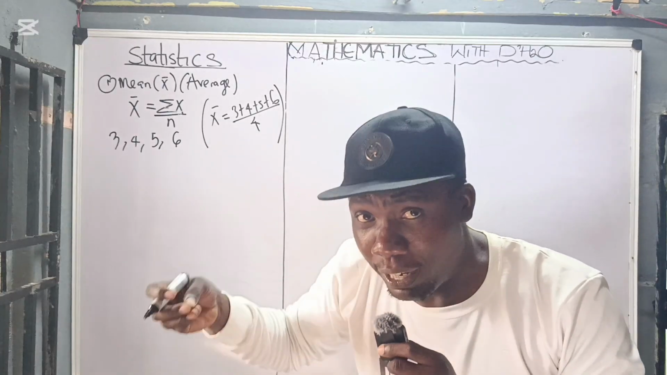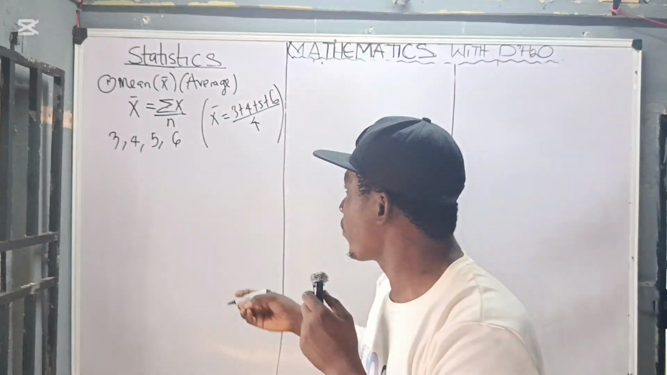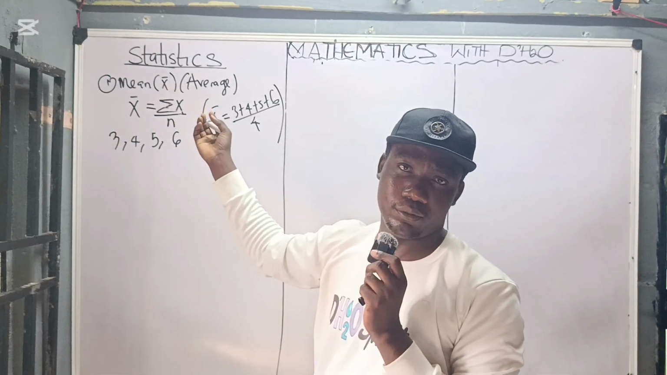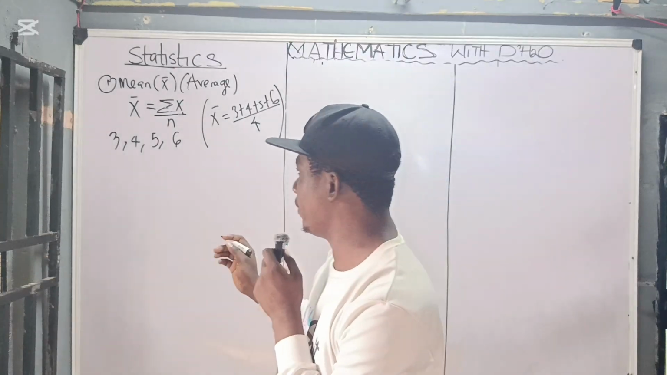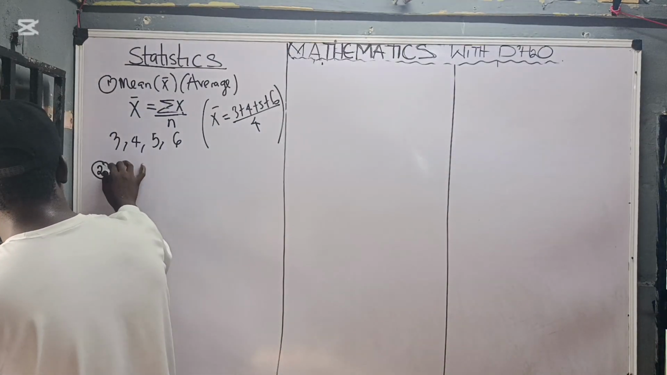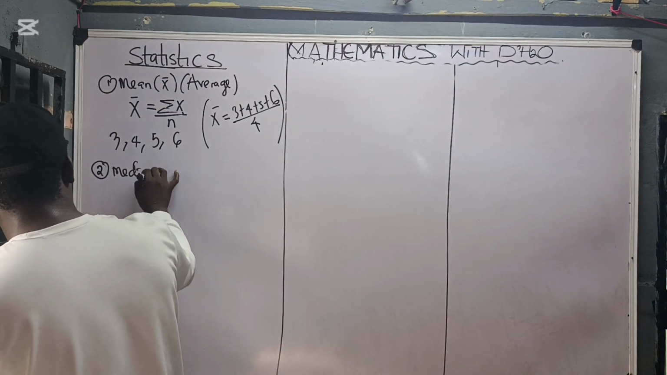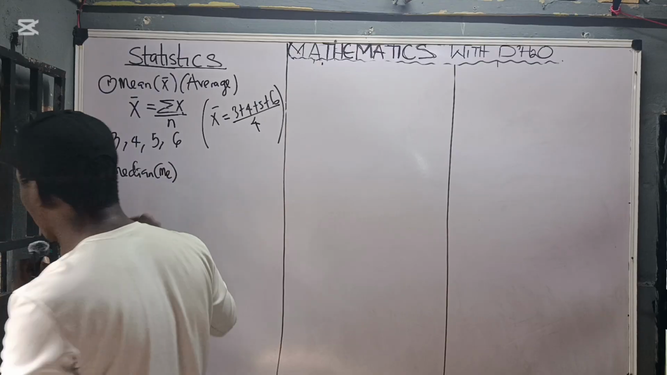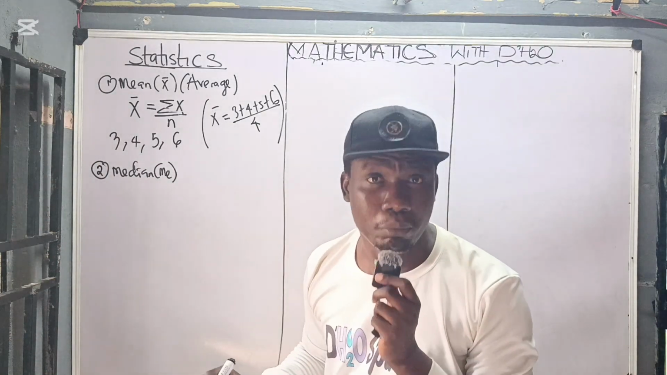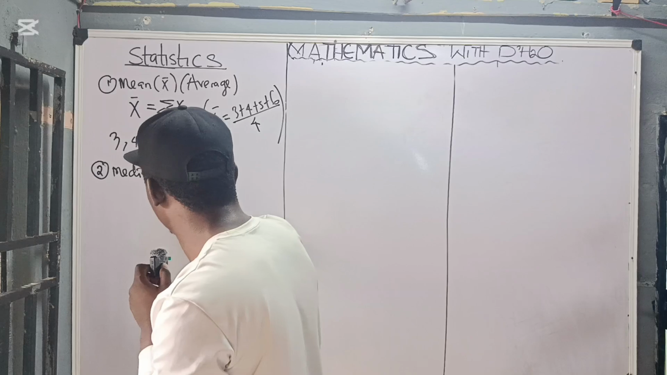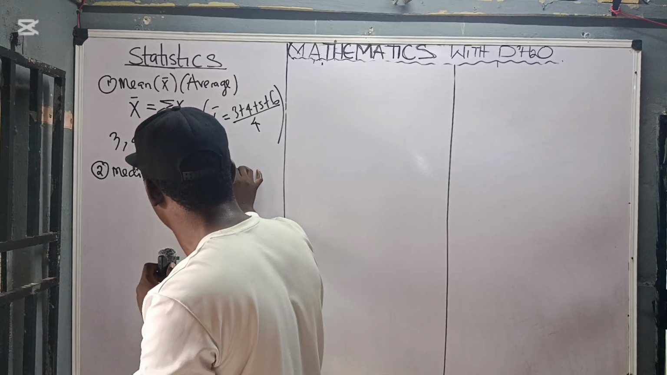It means the sum of the values over the total number of values. Do you understand? Yes, that's for mean. Now, number 2. We have what we call median. Another word for median is the middle.